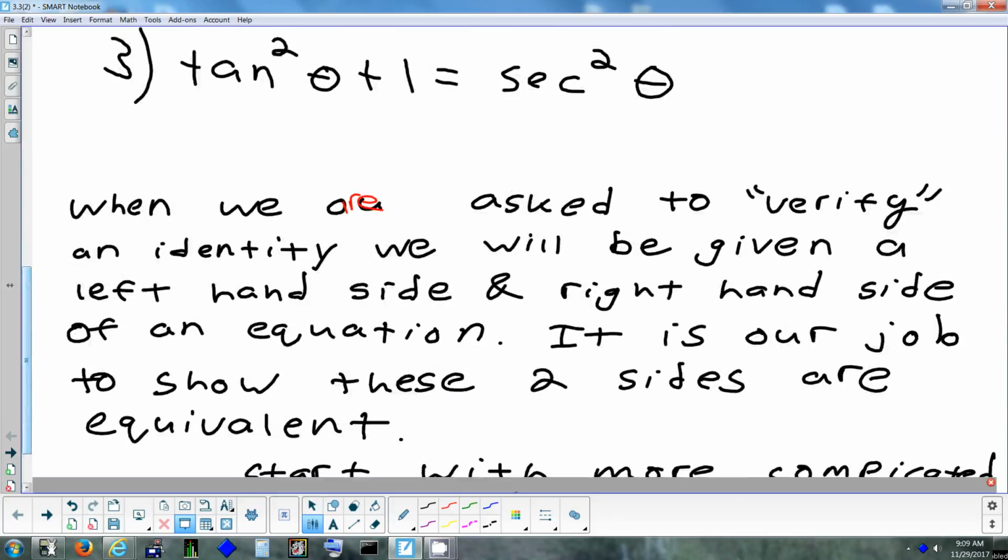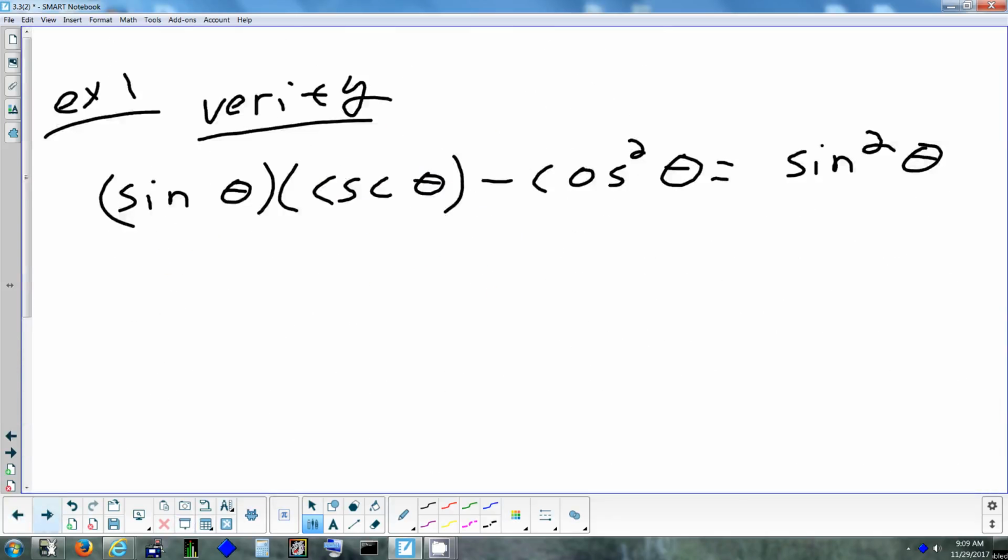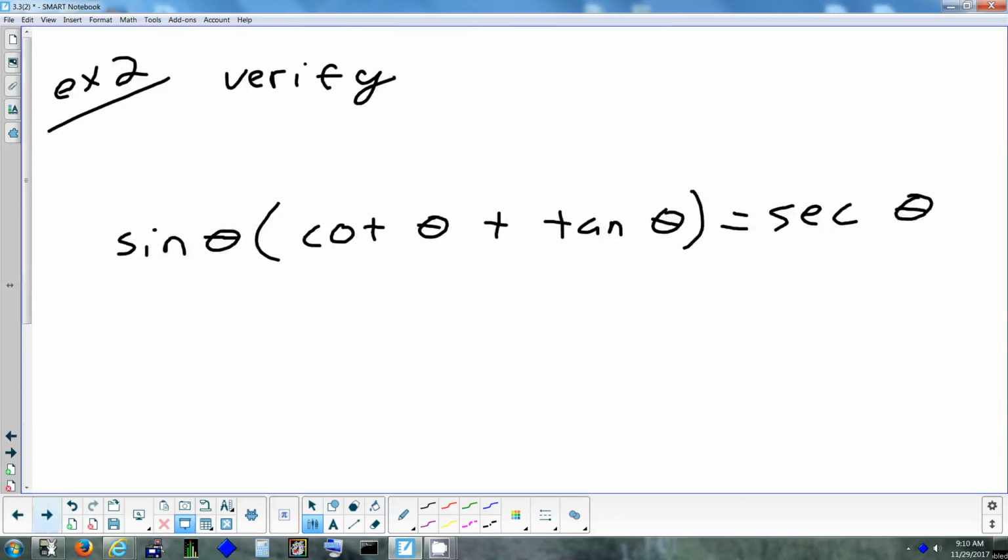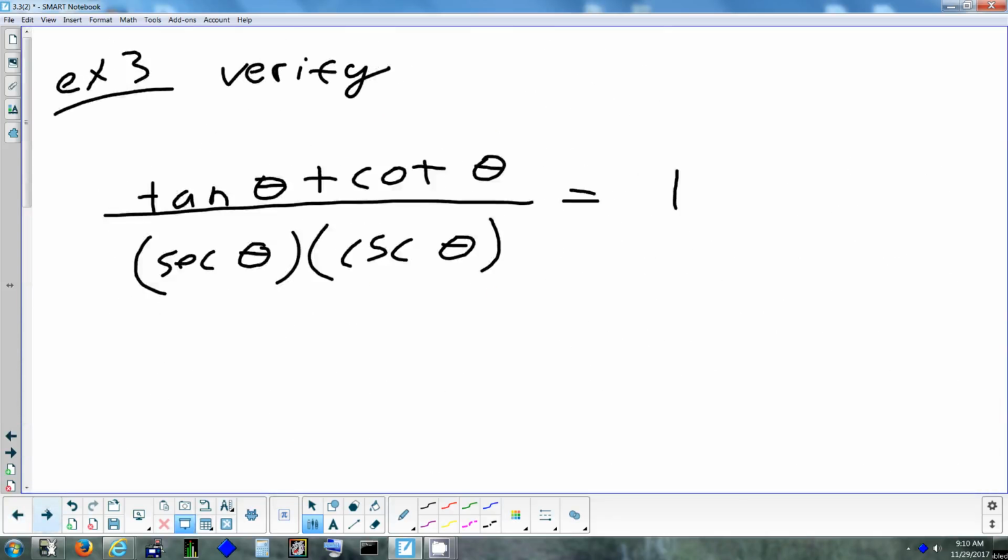Okay, so here's an example of a verify. You've got a left-hand side, you've got a right-hand side. You have to turn one into the other. My suggestion is always start with the side that looks more complicated. I think here, the left side, definitely more complicated. It's a lot easier to take something that's complicated and simplify it than it is to take something that's already simplified and try to complicate it.